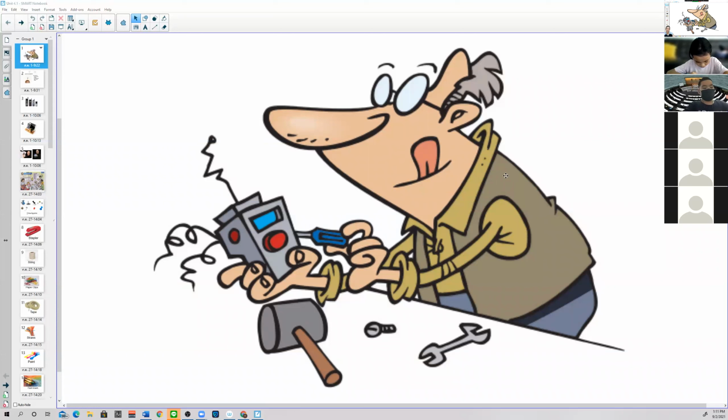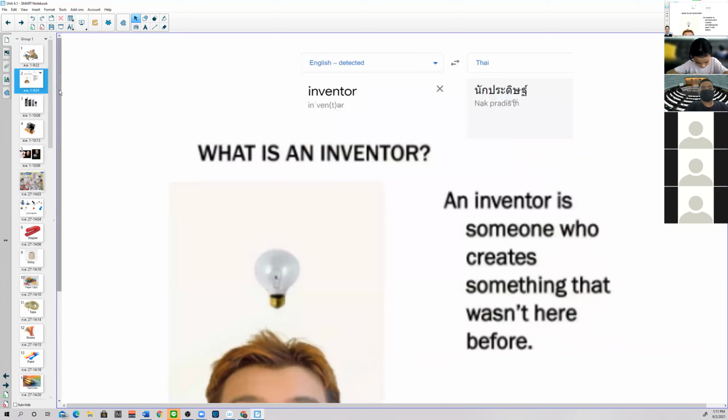Okay. This man is supposed to look like a scientist, who invents something new for our everyday life. So the word that I want you to learn is inventor. What is an inventor? An inventor is someone who creates something that wasn't here before. Can you guess what kind of things scientists invented before?